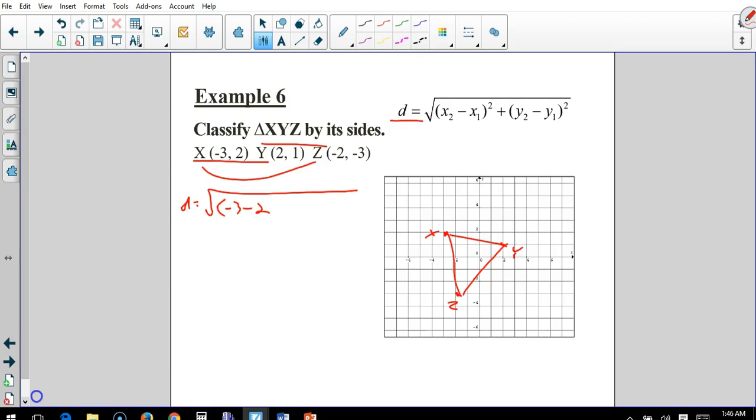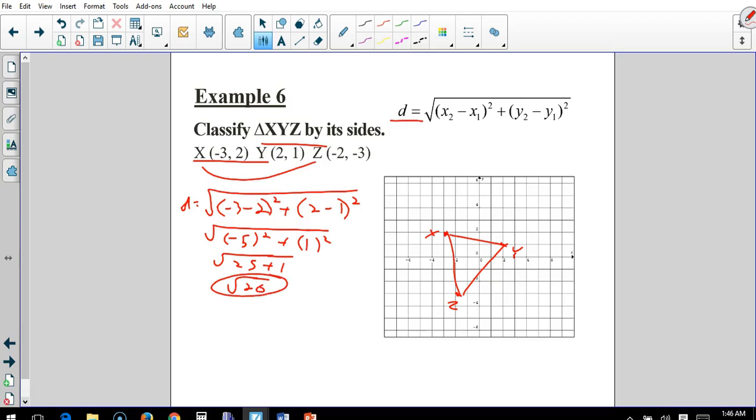-3 minus 2. Those are my x's. Squared. Plus 2 minus 1 squared. -3 minus 2 is -5 squared. Plus 2 minus 1 squared. So that's 25 plus 1. So that's the square root of 26. We don't need to get the decimal, that's fine.